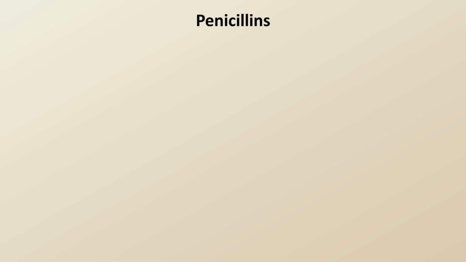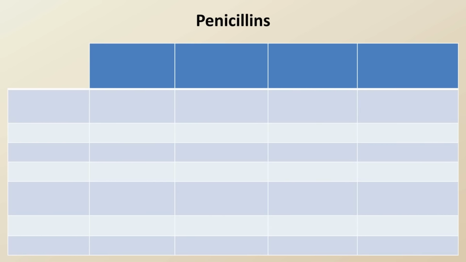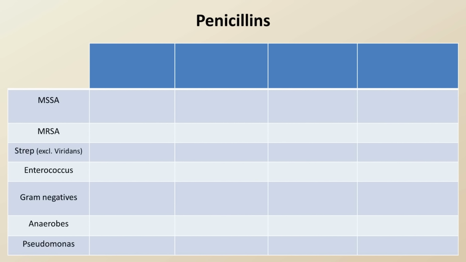What does the spectrum of activity for the penicillins look like? Here we have some major categories of bacteria. You'll notice that the strep coverage does not include strep viridans, as none of the penicillins have good strep viridans coverage. Natural penicillins, on rare occasions known as first-generation penicillins, have fair MSSA coverage, that is, methicillin-sensitive Staph aureus, excellent coverage of non-viridans strep, fair Enterococcus coverage, and fair anaerobic coverage.